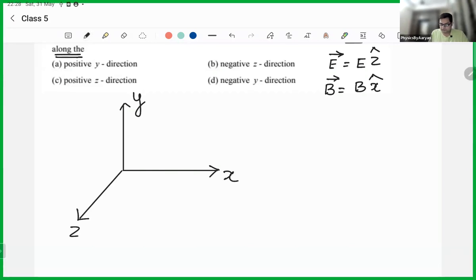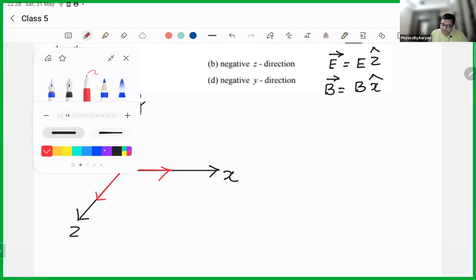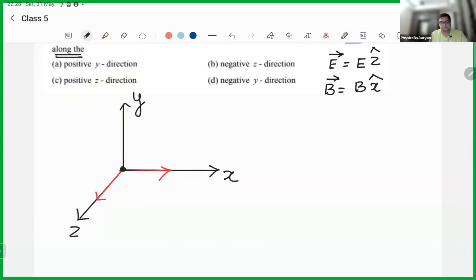So the magnetic field is along this direction. This is how your magnetic field is there. Electric field is in this direction. And your charged particle is placed here. This is your charged particle. What will happen?